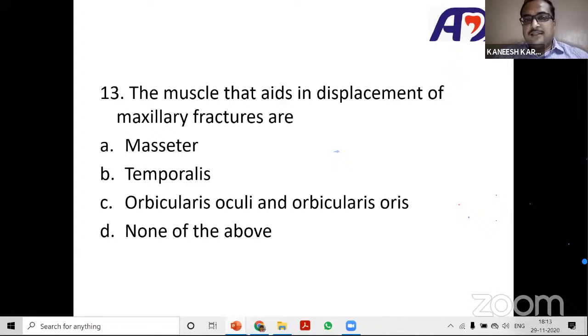The muscle that aids in the displacement of maxillary fractures are, yes, correct. It is none of the above because only in mandible fractures there is a displacement because of the muscles. In maxillary fracture, none of the muscle helps in displacing the maxillary fracture.